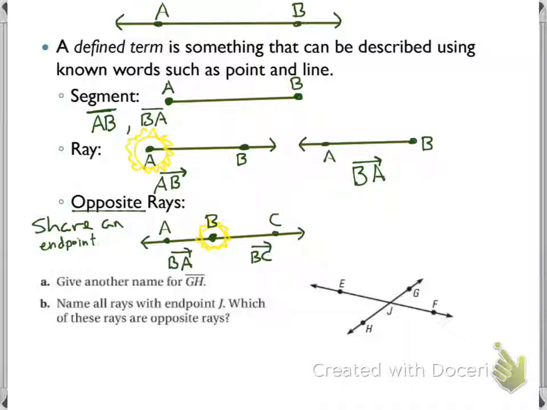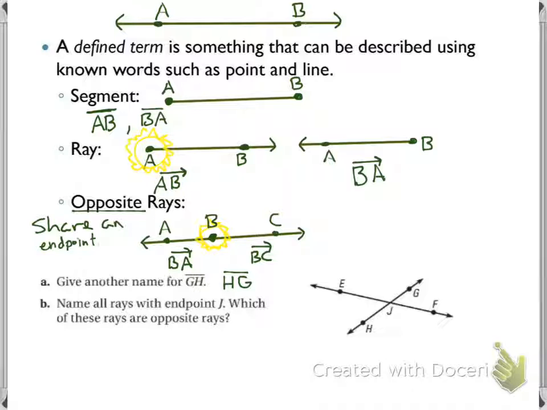Give another name for GH. First thing I notice about GH is it's a segment. So it has endpoints. And if I just flip it around, I could call it HG. Now, name all the rays with endpoint J, and which of these rays are opposite rays.